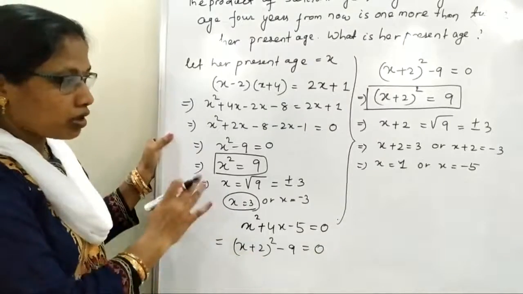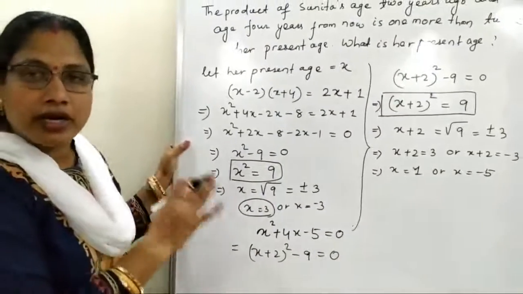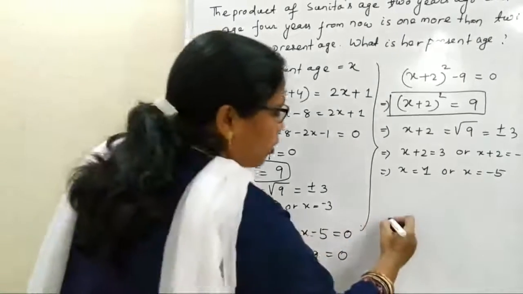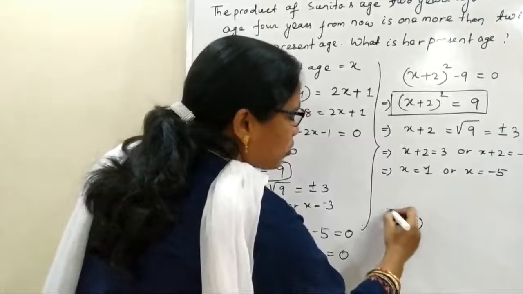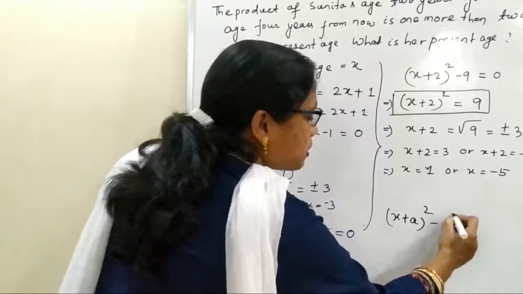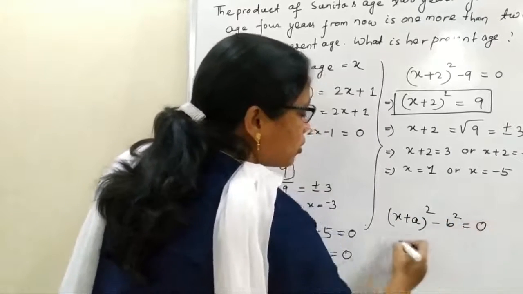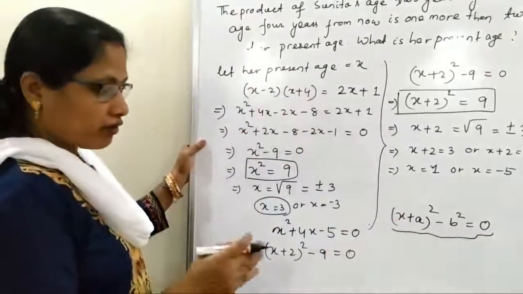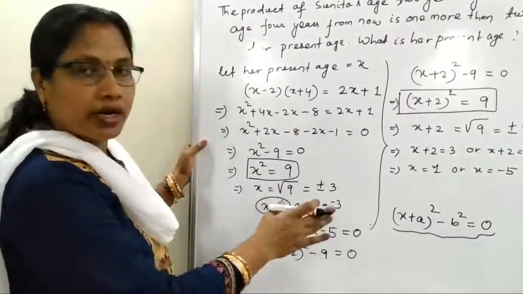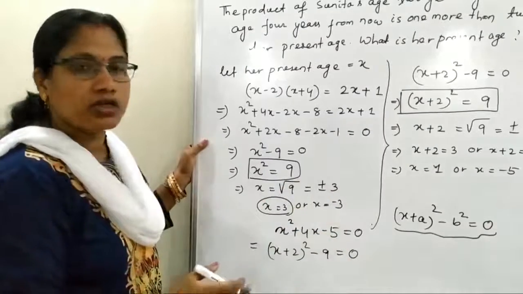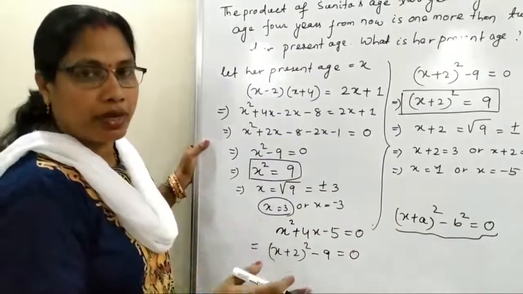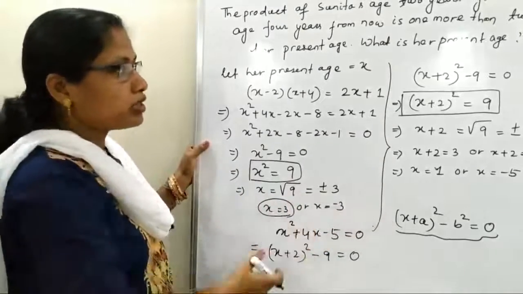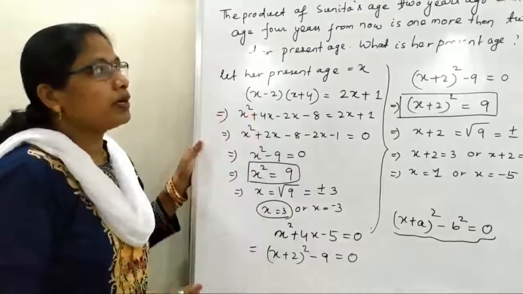So here we conclude that every quadratic equation can be converted into the form of x plus a whole square minus b square is equal to 0. By using this method, we can find the roots of the quadratic equation, and this method is known as the completing the square method. So let us solve some examples by using this method, that is completing the square.